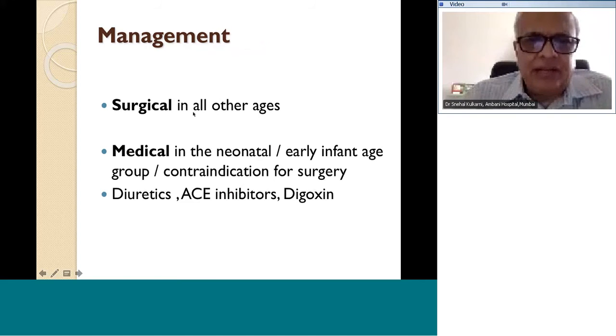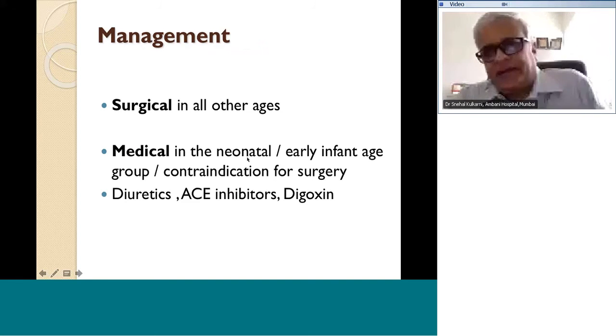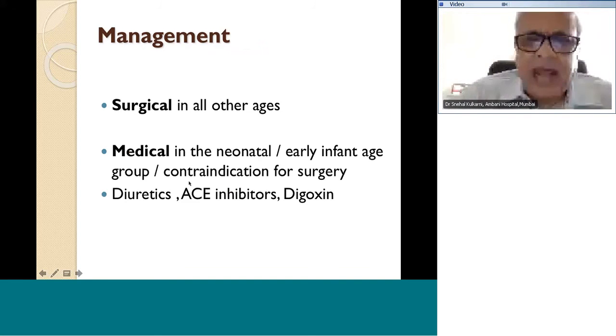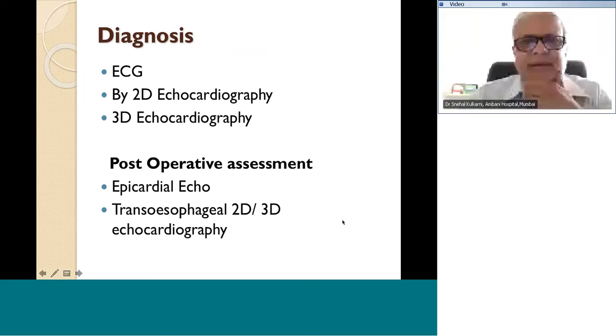Management, well, surgical in all ages. Medical management is usually making them fit enough for surgery, particularly in the neonatal age, to carry them to early infant age groups, and if there are any contraindications for surgery. Medical management is basically diuretics, ACE inhibitors, digoxin, and control of the failure until the child comes up for surgical repair.